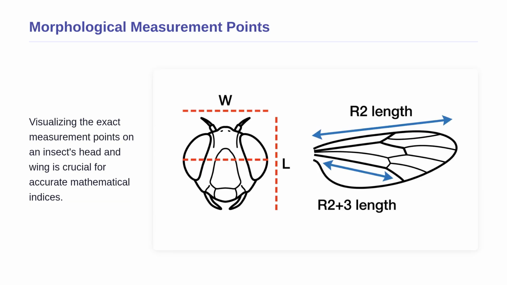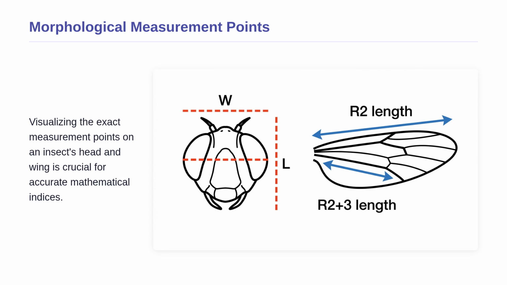To fully grasp how we get these numbers, let us look at this diagram showing the exact morphological measurement points. On the left, you see the schematic of an insect's head. The horizontal dashed line, labeled W, shows exactly where we measure the maximum width, while the vertical dashed line, labeled L, shows the maximum length. These are the exact dimensions we used for the cephalic index.